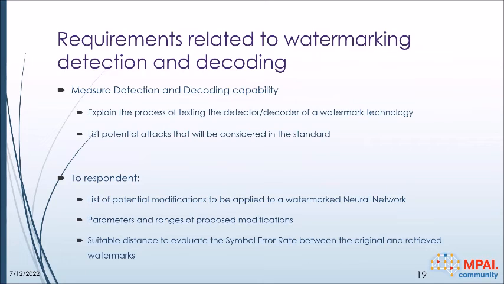Requirements related to watermark detection and decoding. We merged them on a single slide because they are paired. Measuring detection and decoding capability means explaining the process of testing the detector and decoder of a watermark technology. And here again, to identify the list of potential attacks that will be considered in the standard. The respondents are expected to list the potential modifications to be applied to a watermarked neural network, parameters and ranges for those modifications, and suitable distances to evaluate that performance.